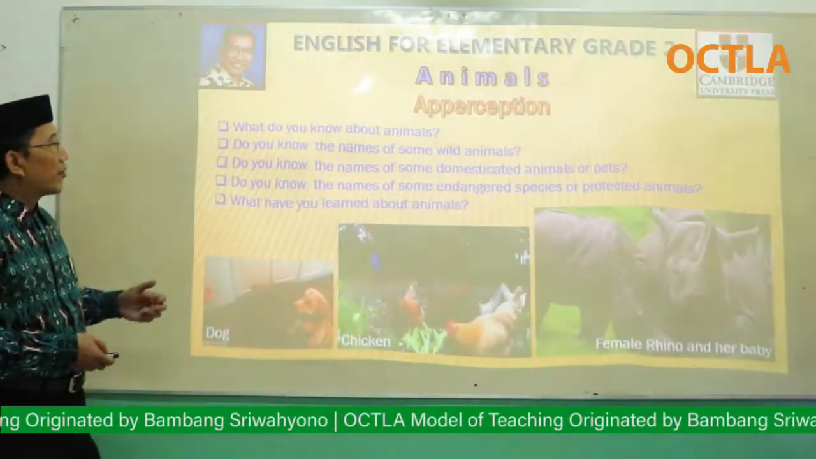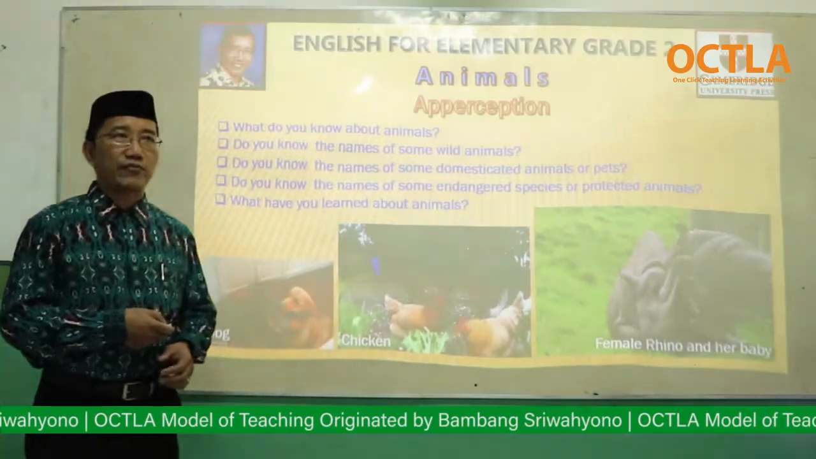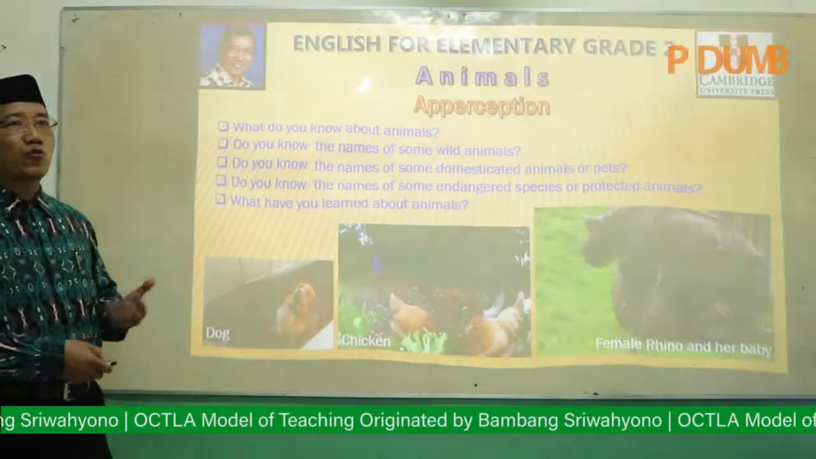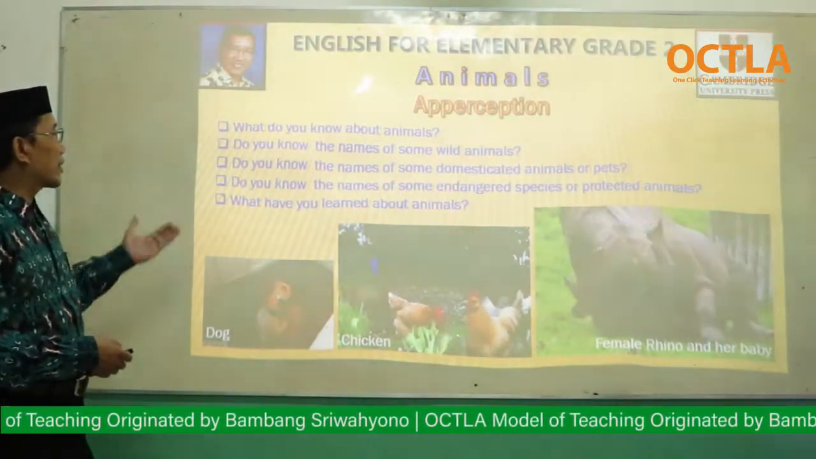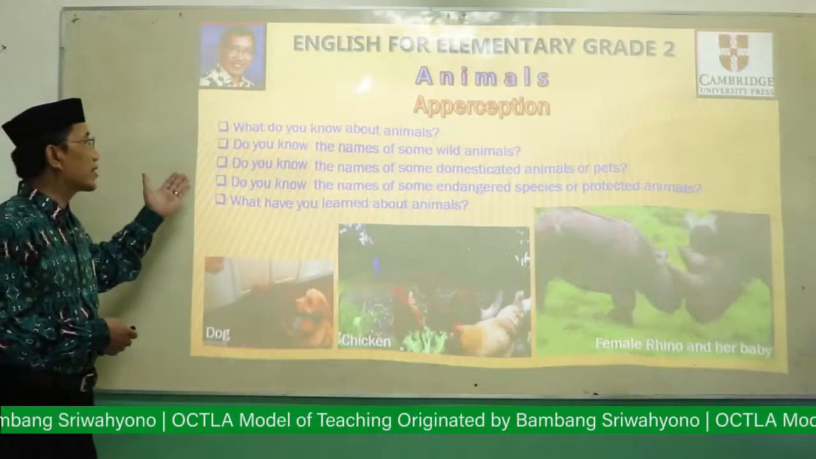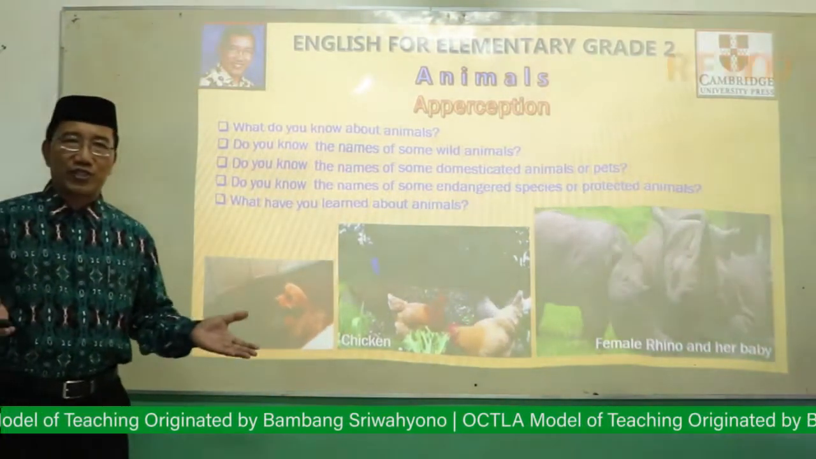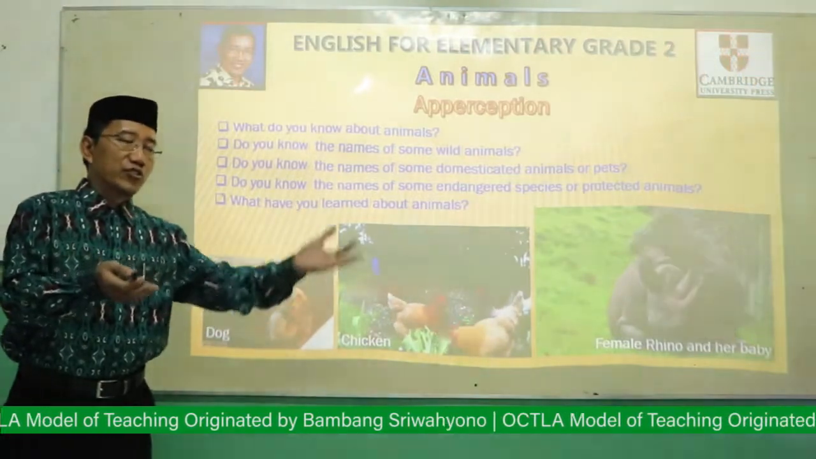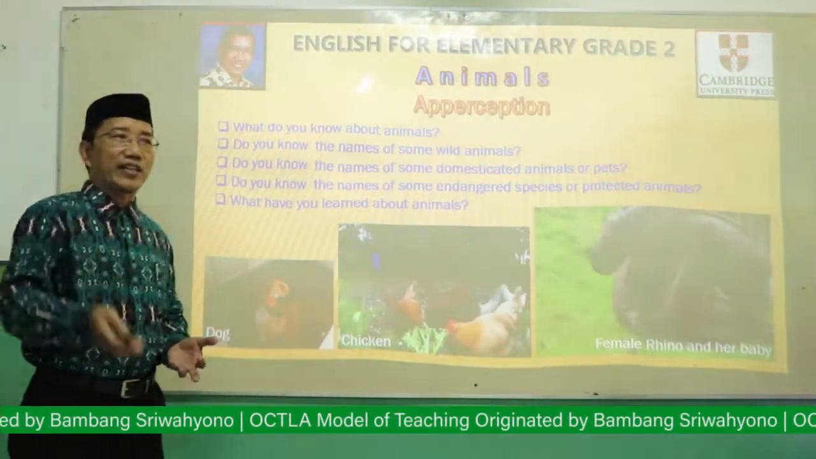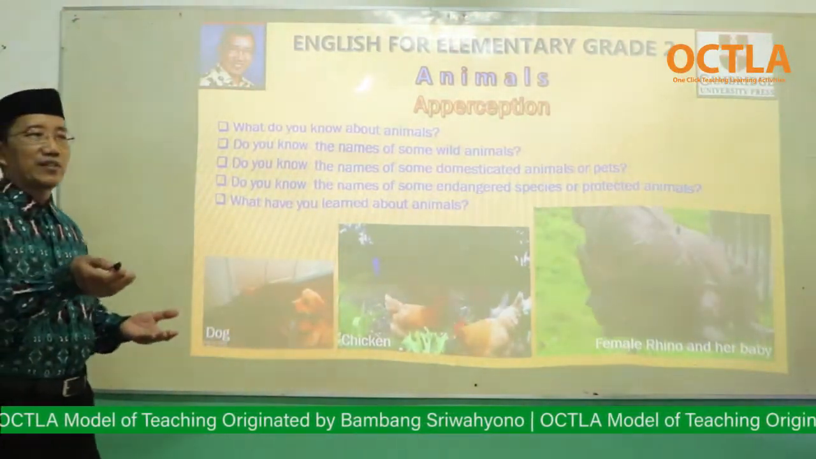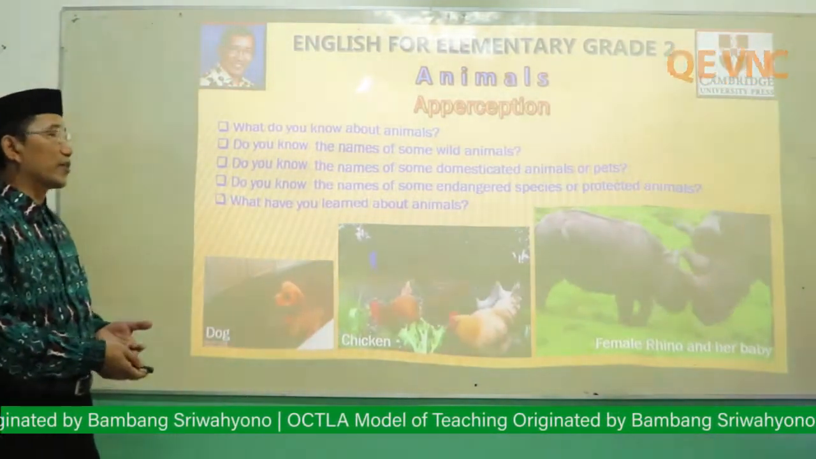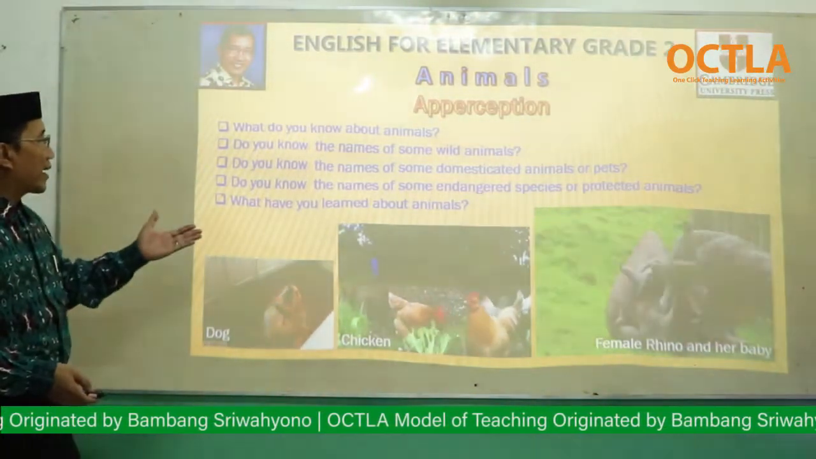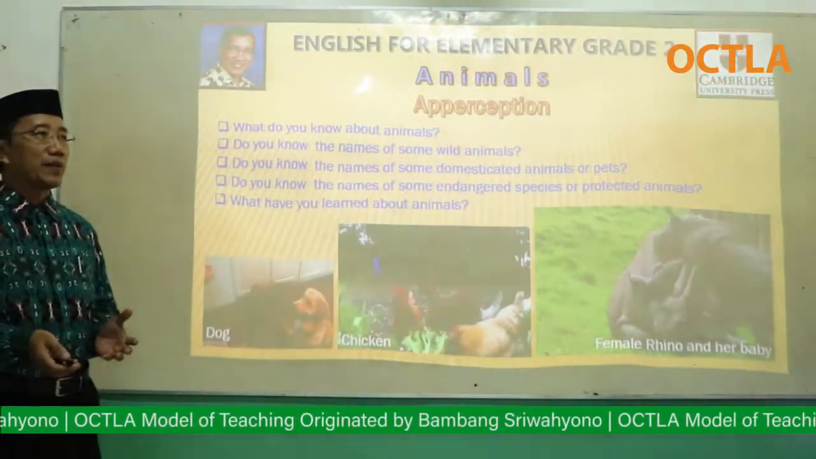Go on to the example. For example, here the apperception. We have to ask different questions about the animals. Here I would like to give you an example. What do you know about animals? And then maybe our students will answer some questions differently. Okay, the answer is free for them. Any answer is okay. And then go to the next question, for example.